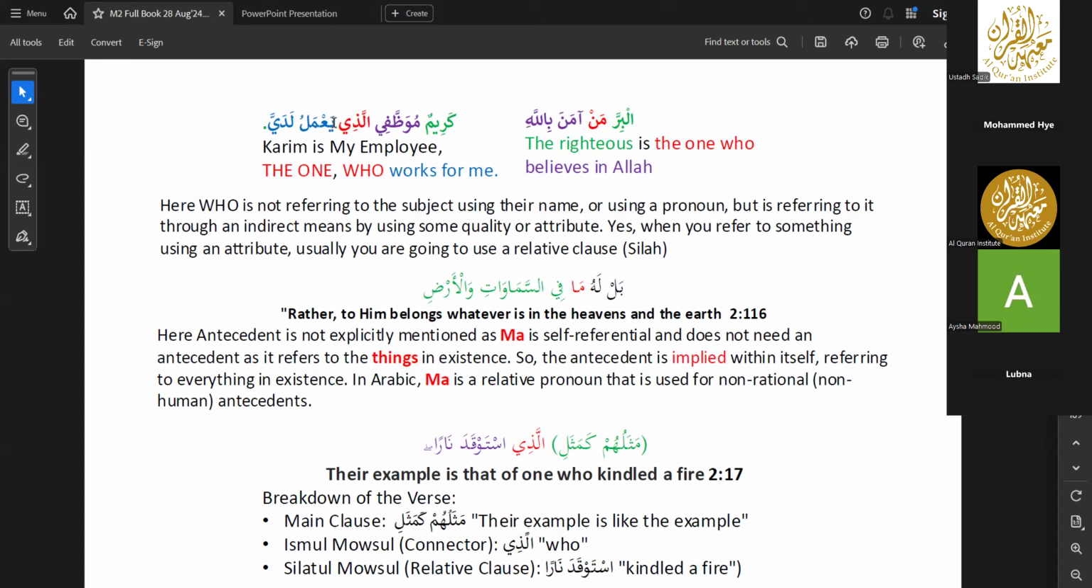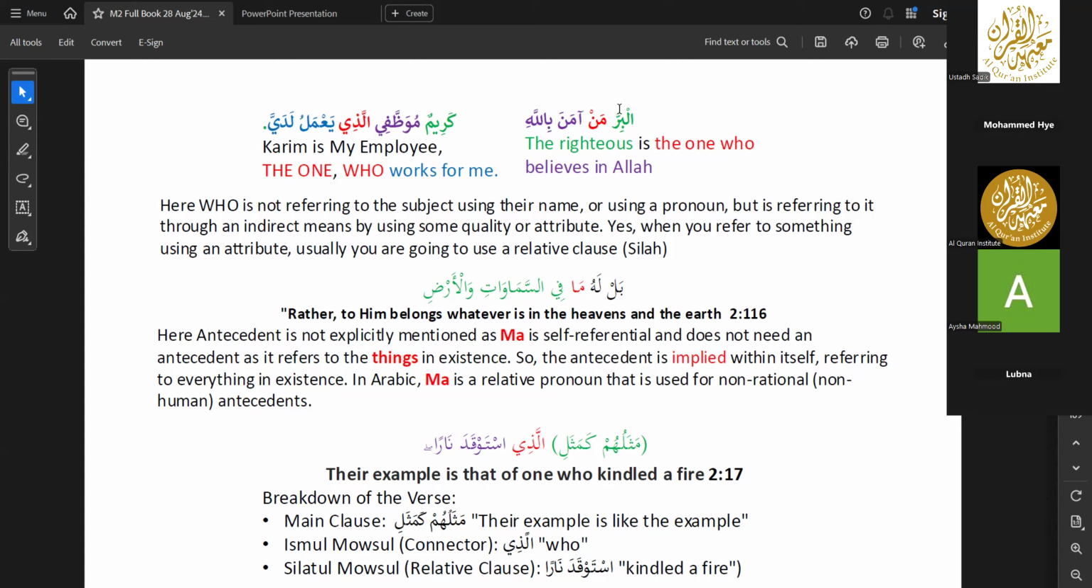Look at the Silatul Mawsul. Is Ladayya connected to Ya'malu? Yes, it is. So this is Silatul Mawsul together, Ya'malu Ladayya. Okay, that makes sense. Alhamdulillah. Next example, al-birra man amana billahi. The righteous is the one who believes in Allah.